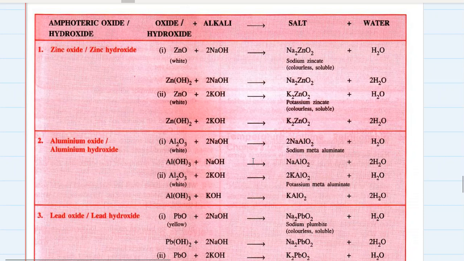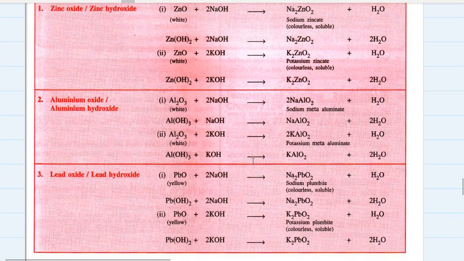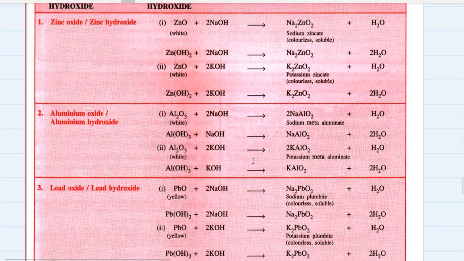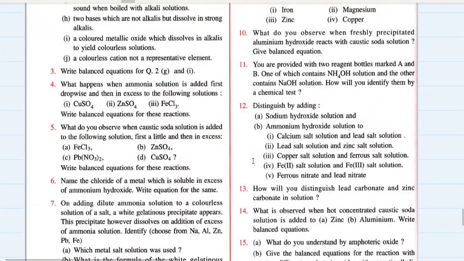Here are some reactions of amphoteric oxides and hydroxides with alkalis to form salt and water. Only alkalis, not with acids. Okay, so you have to remember these reactions and the balanced reactions, of course, of these metallic oxides and hydroxides with different alkalis, and the respective salts and water which are formed. These are the examples of neutralization reaction.